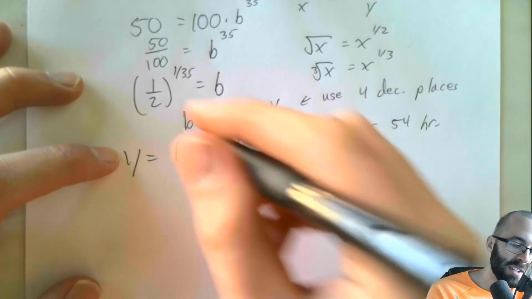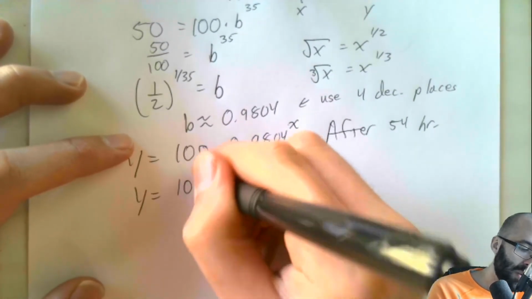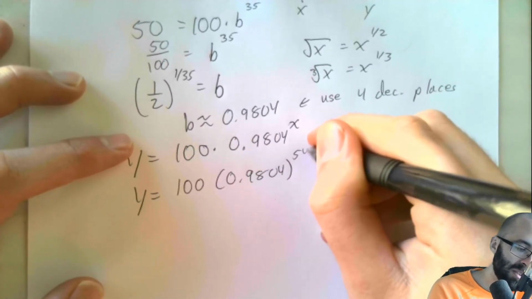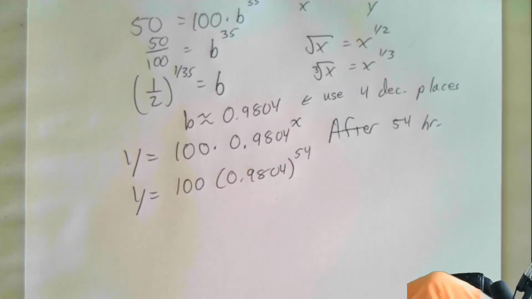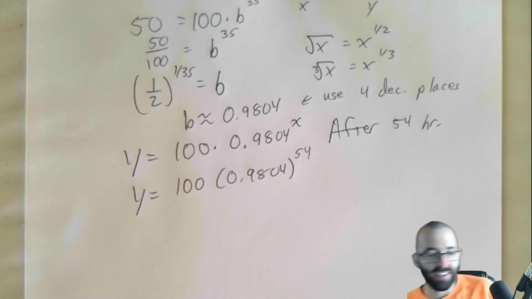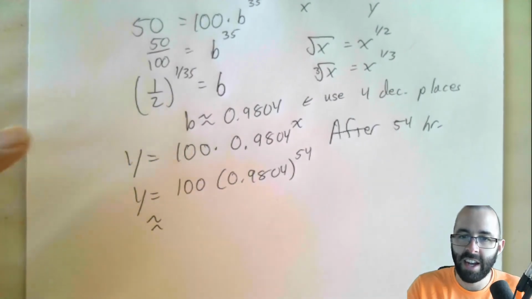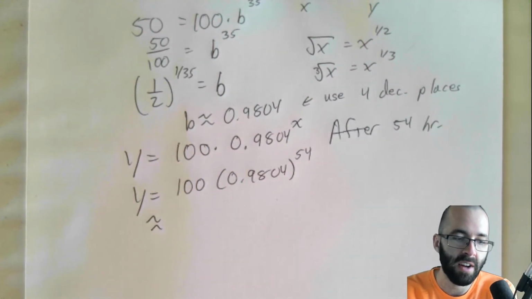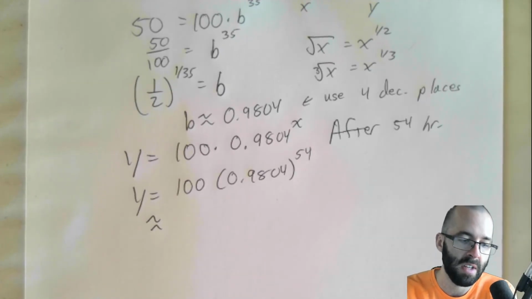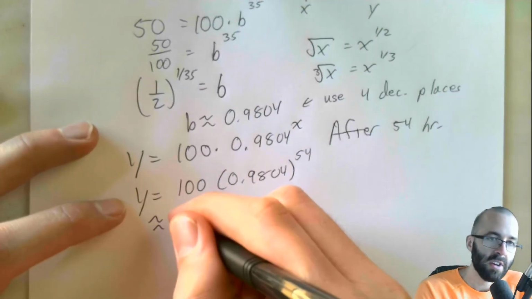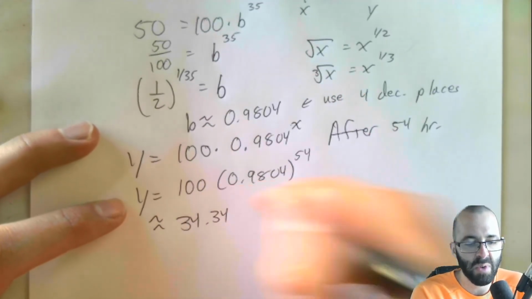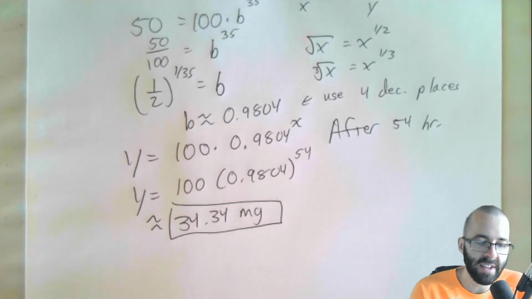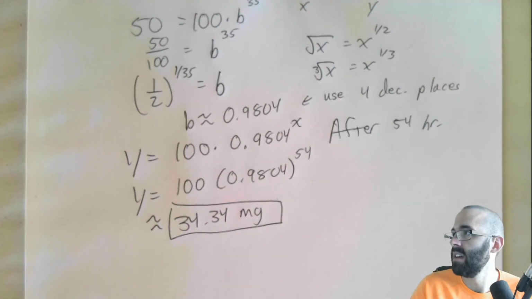So after 54 hours, that's when x is 54. All right, so we get 100 times 0.9804 raised to the 54th power. I need to type that into a calculator, and you're going to get how many milligrams are left over. If you type that in, 100 times 0.9804 raised to the 54th power, you're going to get approximately 34.34 milligrams. All right, and that's how much of the radioactive material is left.